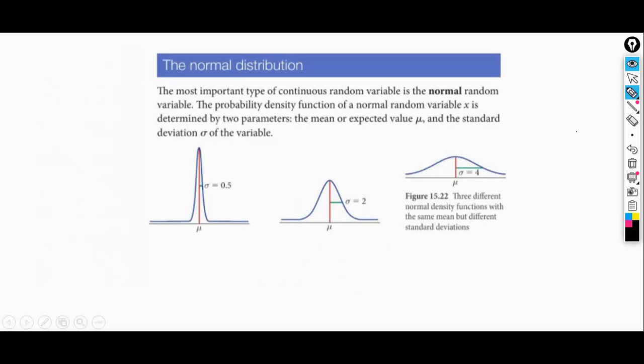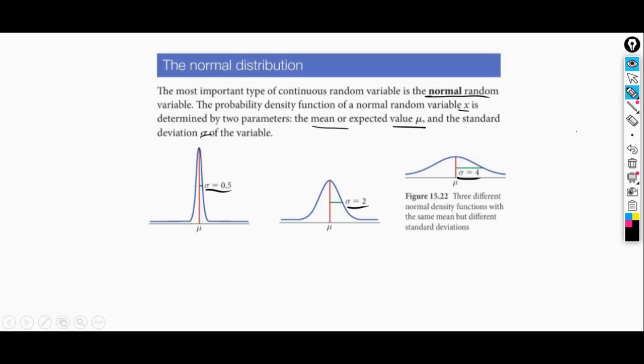So the most important type of a continuous random variable is the normal random variable. The probability density function of a normal random variable x is determined by two parameters, the mean, or expected value mu, and the standard deviation sigma of the variable. Now you can notice here that the normal probability density function is a bell-shaped density curve that is symmetric about the mean. The variability is measured by the standard deviation, as we can see in these three cases.